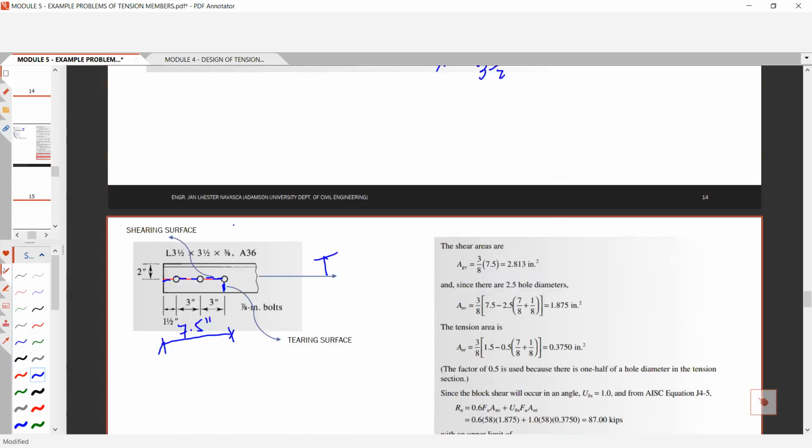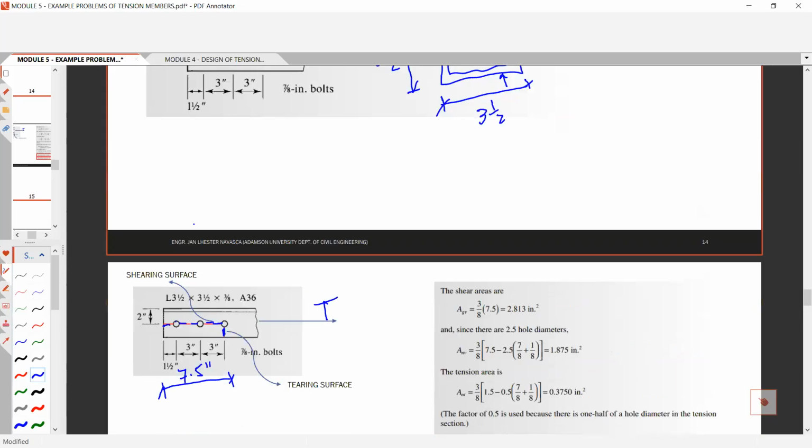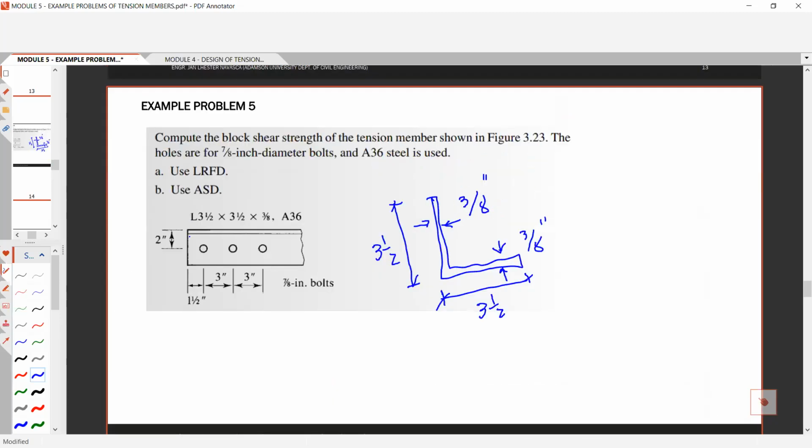Okay. So according to the figure, you have a hole at this location. If you can see, you have a hole at this location. This one is your web. So, top view, you have this section.